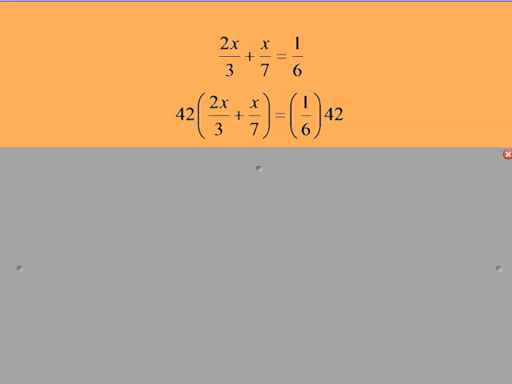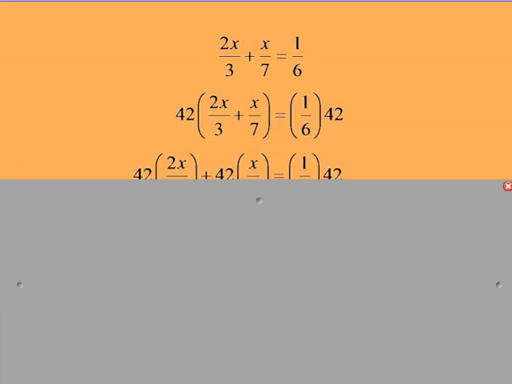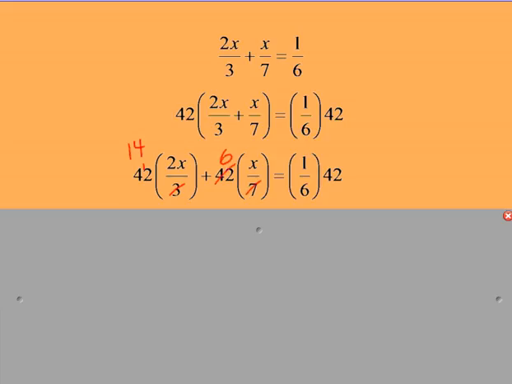All right, so we're going to have to distribute here on the left. No distribution on the right, but of course we'll have to simplify that. So let's do it. We distribute. 3 goes into 42, 14 times, so 14 times 2x we would end up doing. 7 goes into 42 6 times x. 6 goes into 42 7 times 1.